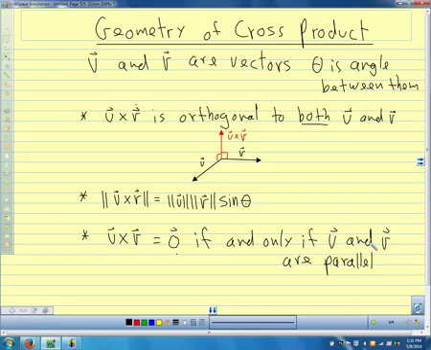So our dot product can help us determine if our vectors are orthogonal. If our dot product is 0, vectors are orthogonal. If the cross product is 0, then our vectors are parallel. So we have some nice tests for parallel vectors, orthogonal vectors. And if neither one of those cases is true, if the dot product isn't 0 and the cross product isn't 0, then our vectors are neither parallel nor orthogonal.